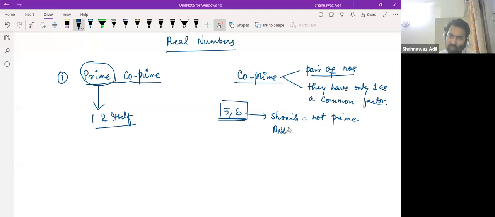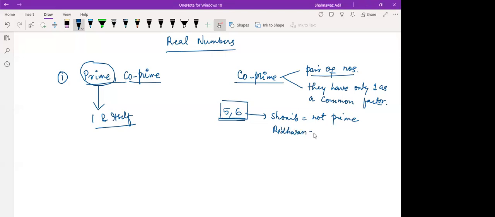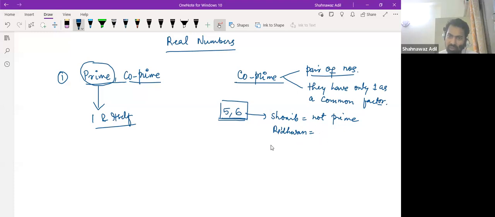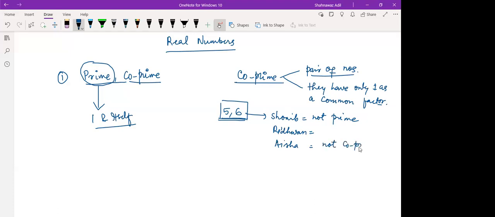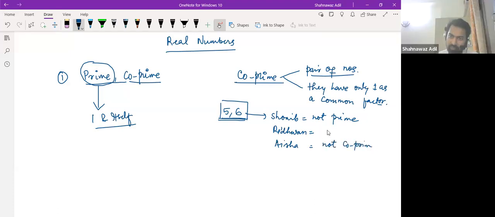Sir, Rizwan. Sir, it's not a co-prime number because 6 is not a prime number. Okay, so Rizwan and Aisha are saying not co-prime. Remember, I'm asking about co-prime.